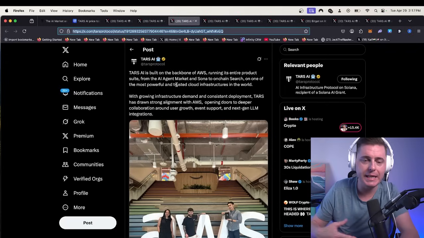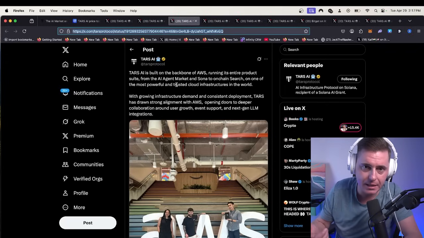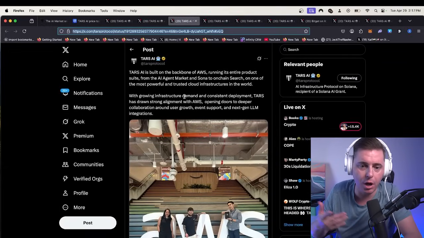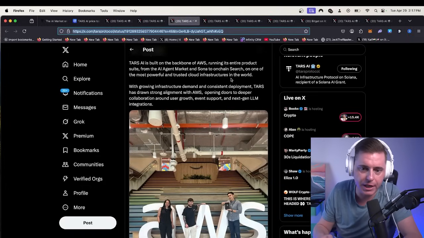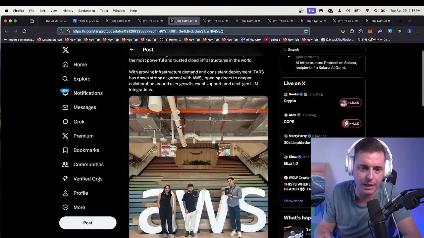I think you're already seeing it disrupt business models and different areas right now, and how AI can actually improve day-to-day life for human beings. It says TARS AI is built on the backbone of AWS, running its entire product suite, from the AI agent marketplace and Sona on-chain search, on one of the most powerful and trusted cloud infrastructures in the world.